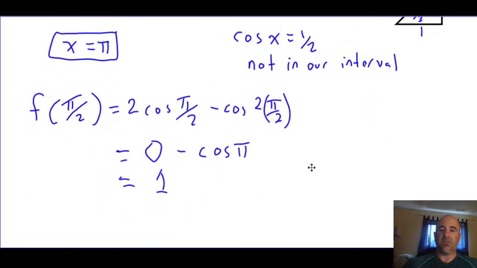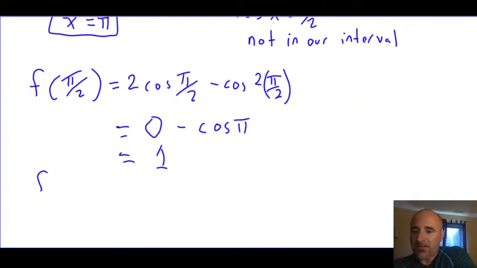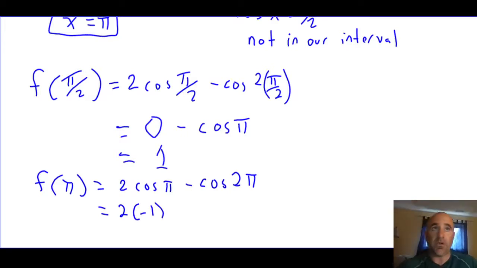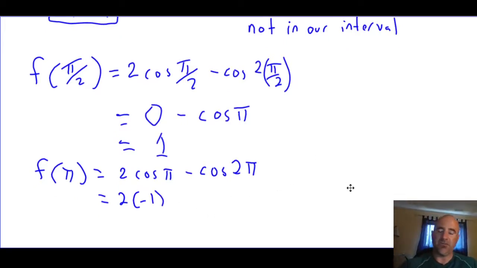And then the next value we might try is pi. f of pi is equal to 2 cos pi, subtract cosine of 2 pi. Okay, the cosine of pi is -1, so we get 2 times -1. And the cosine of 2 pi is the same as the cosine of 0, which is 1. -2 minus 1 is -3.